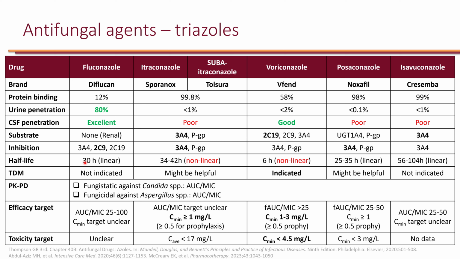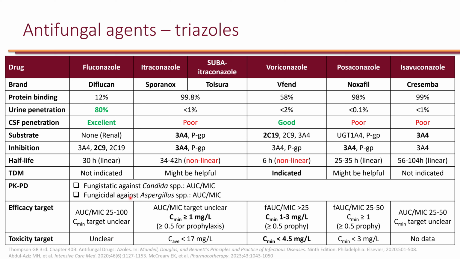Now, because fluconazole is highly bioavailable and there is not much variability between patients, therapeutic drug monitoring, or TDM, is not indicated. Now, for all triazoles, pretty much the PK/PD target is AUC to MIC. They happen to be fungistatic for Candida species, but they are fungicidal for Aspergillus. Because we don't do TDM, a trough target is unclear. Fluconazole is also very well tolerated, so there isn't any toxicity target.